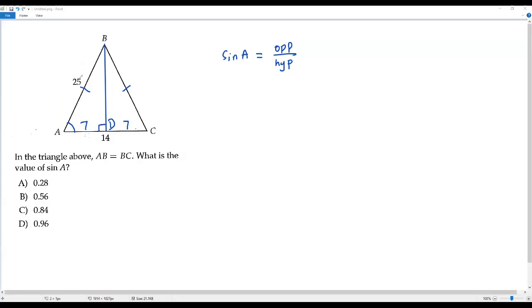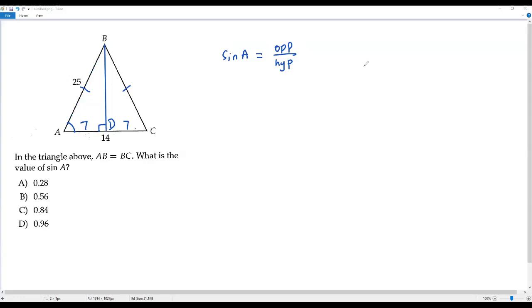I know the length of the hypotenuse, that is 25. I can plug in 25 for the hypotenuse. But I do not know the length of the opposite side, that is BD. So we have to find the length of the side BD so that we can plug in that length for the opposite side. For that, I'm going to use the Pythagorean theorem in this right triangle ABD.